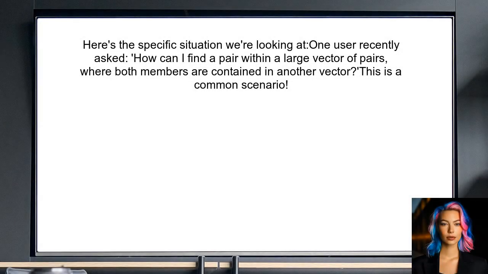Let's take a closer look at the specific question at hand. One user recently asked, how can I find a pair within a large vector of pairs where both members are contained in another vector? This is a common scenario, especially when the size of the vectors varies significantly.